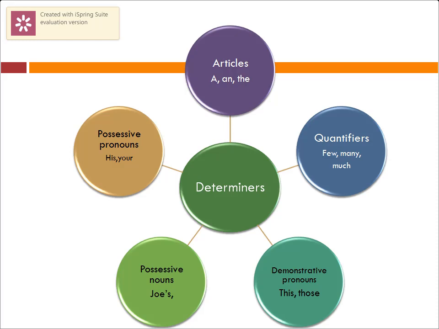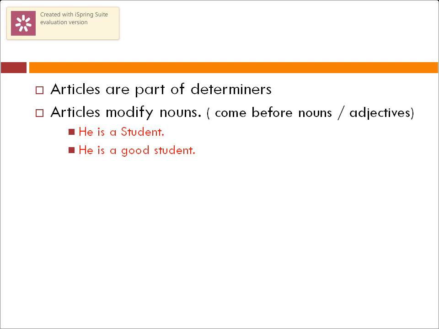In this video, we are going to look at one class of determiners, that is the articles. So, what we understand about articles up to now is articles are part of the class called determiners. Articles modify nouns. They come before nouns or an adjective. For example, he is a student. Here the article a comes before the noun student. Similarly, in the second sentence, the article a is placed before an adjective good.